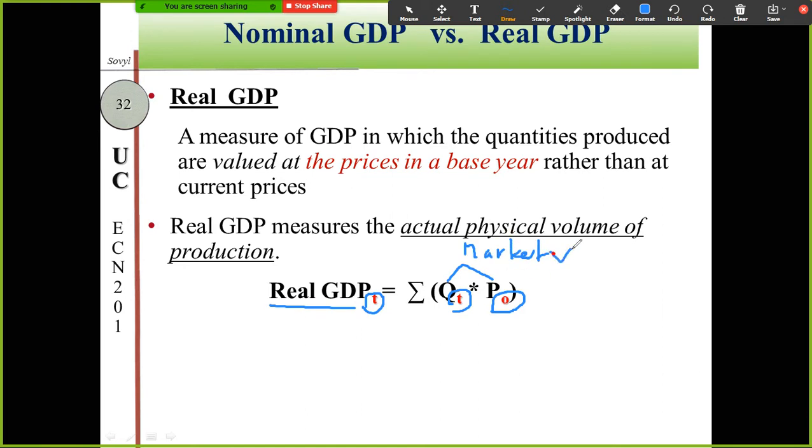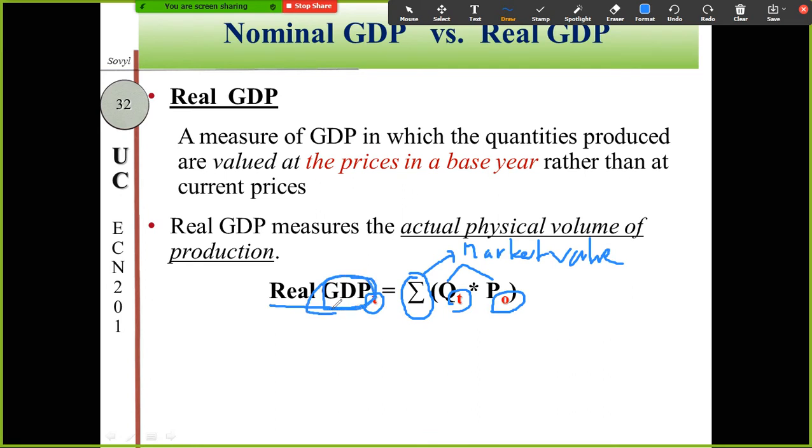This is market value. But we're not producing only one product. We're using many products, many goods, many services together. That's why we add all this market value together. This we call GDP.